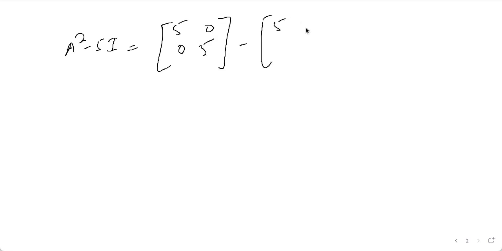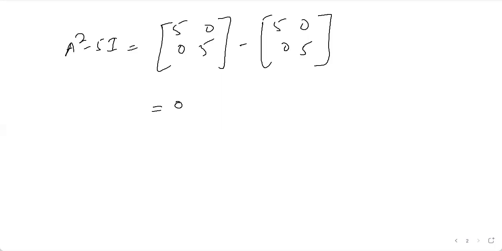So A squared minus 5I is the matrix 5, 0, 0, 5 minus 5, 0, 0, 5, which is equal to 0. So we have verified the Cayley-Hamilton theorem. Therefore, A satisfies the characteristic equation.